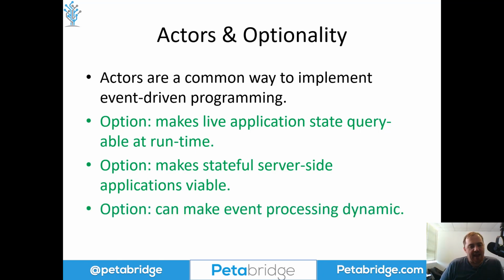Now, the other option that actors give us is they can make event processing dynamic. I've talked a little bit about actor behavior switching. That's one example of that. But message routing and distribution are another way they can do that. For instance, in Akka.Cluster, we have what's called a weighted router. This is from the Akka.Cluster.Metrics library.